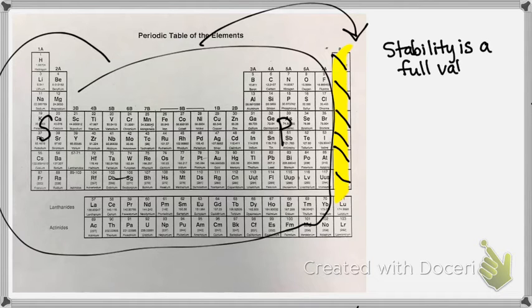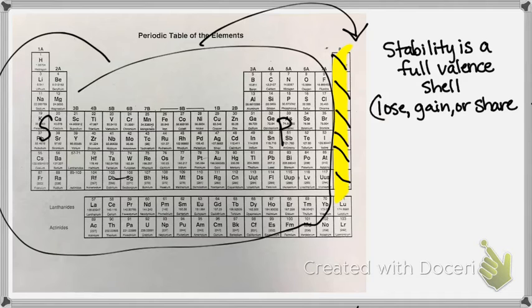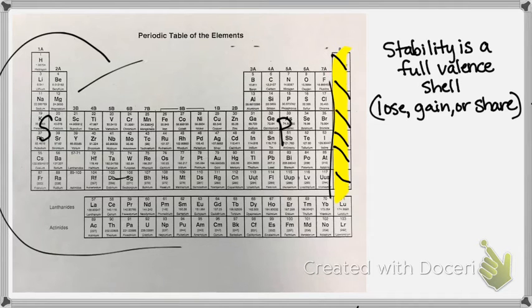Now, there are one of 3 ways that an element can become chemically stable. It can lose, gain, or share valence electrons, okay? Now, I'm going to pick on a couple of different elements to demonstrate this, okay?